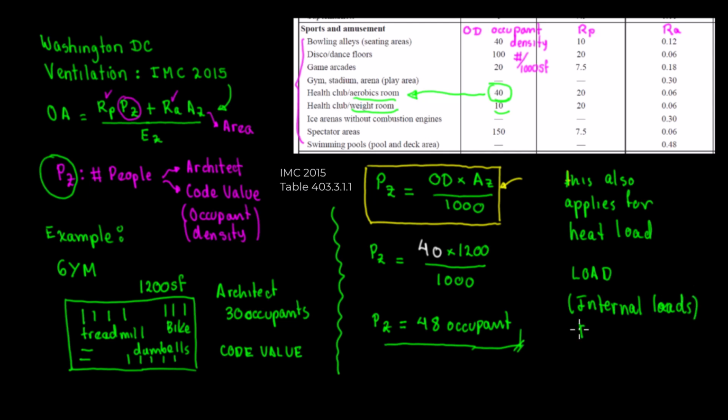Then the category on this is people. So what is the people load? Based on the people load and the activity, you're going to be able to find this internal load. That's why the number of occupants is a very important value.